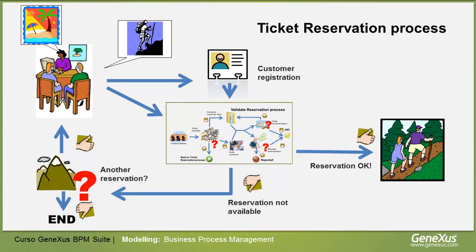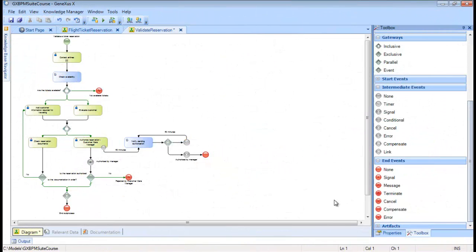This video, together with Modeling Part 1, has given us a process modeling overview, a short introduction to the BPMN standard, and the advantages provided by GeneXus to build diagrams that follow this standard. In upcoming videos, we will see other aspects of business process modeling, such as their automation, monitoring, optimization, deployment, and maintenance.